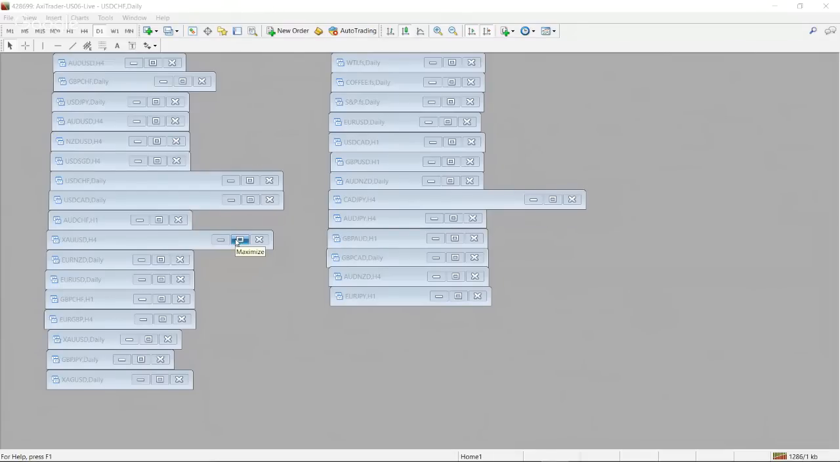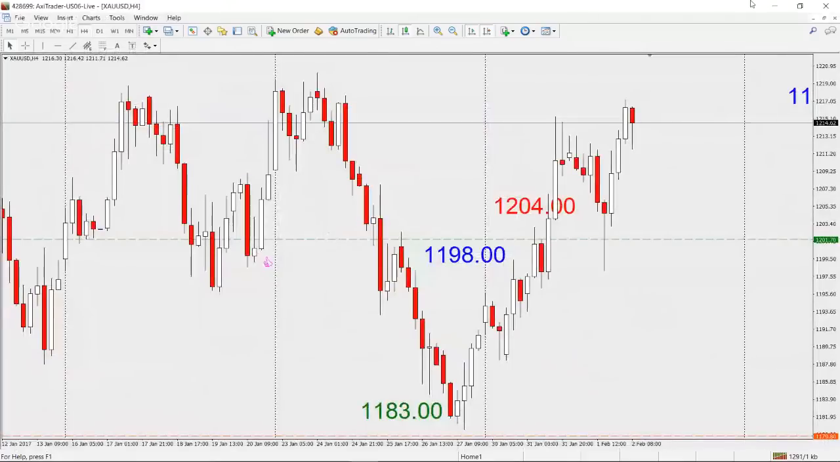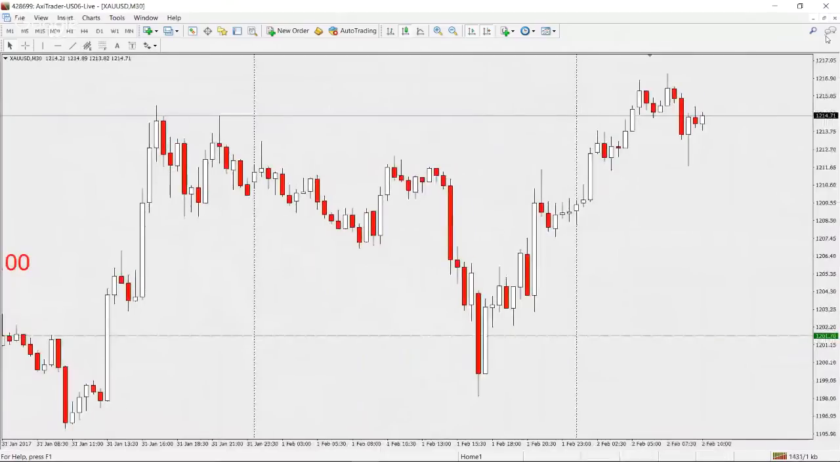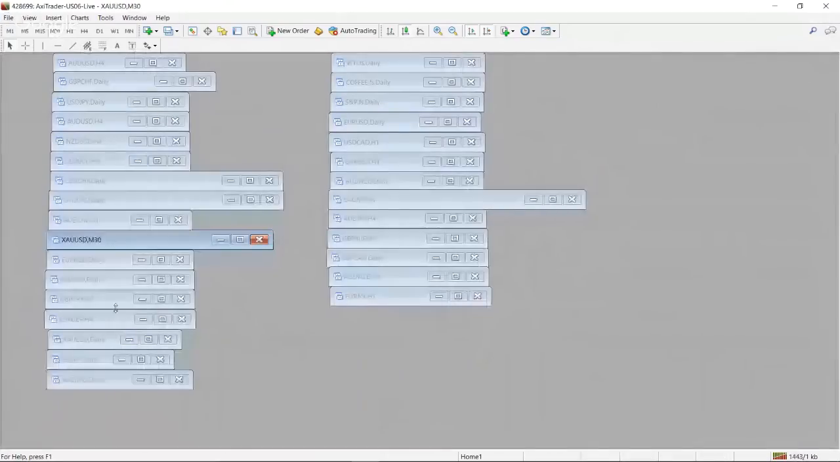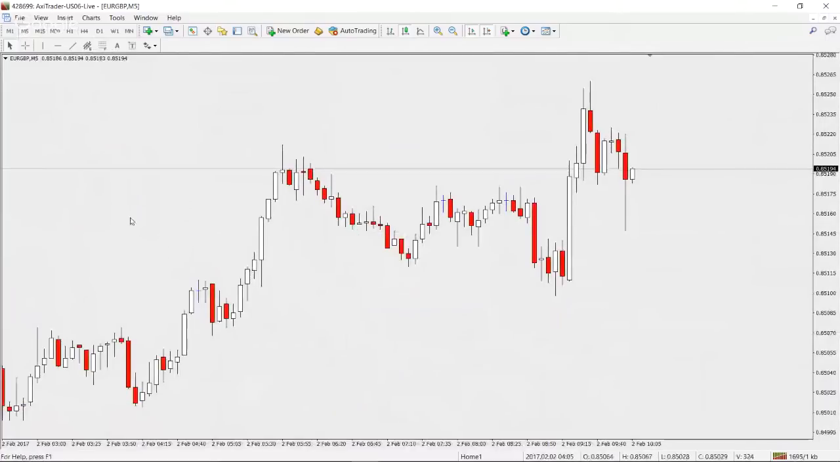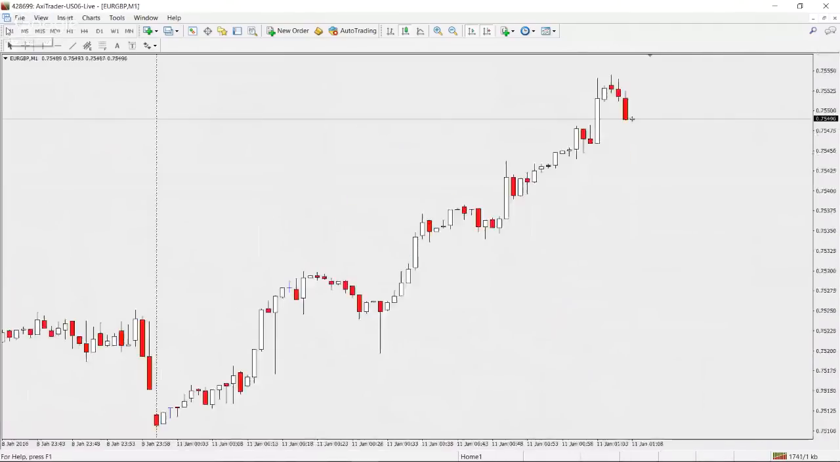Actually, let's do the test. Look at this chart right here. This is the Euro Pound 5-minute chart. The market's been going up. Would you be more likely to buy this chart or sell? That's a question for you.